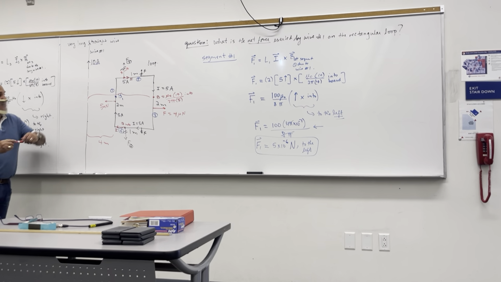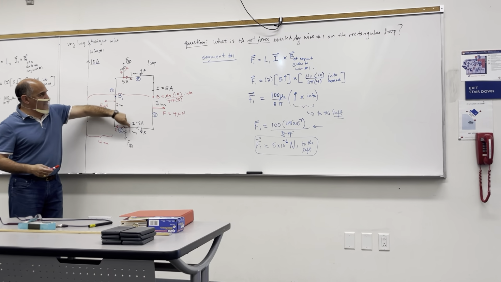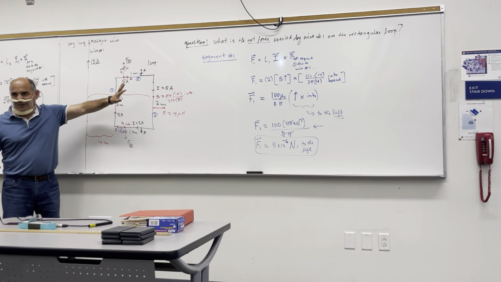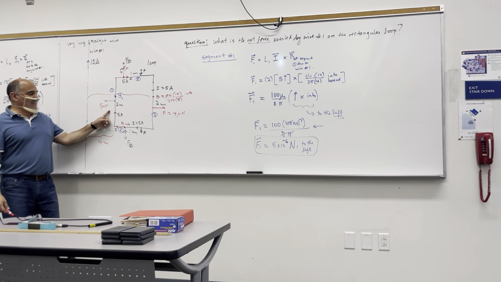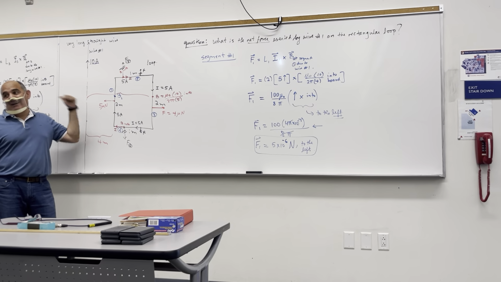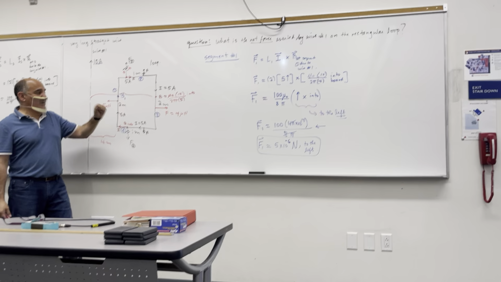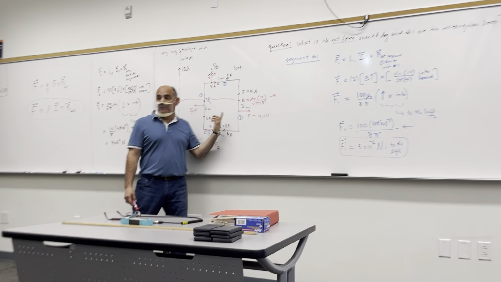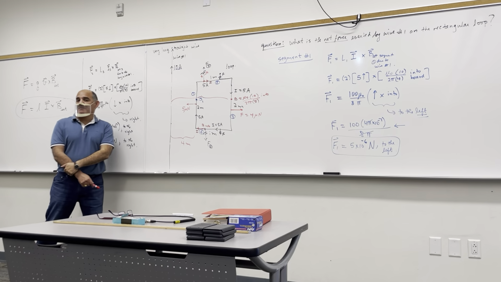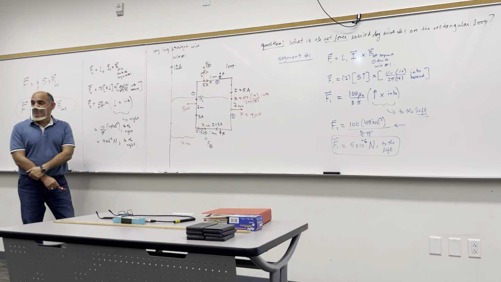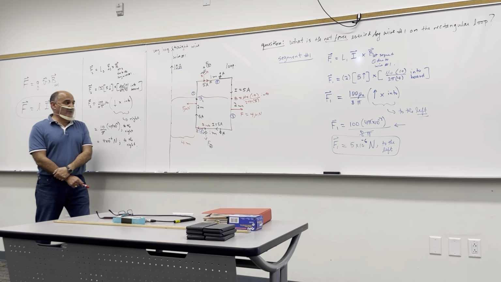So the forces on the 2 horizontal segments, 2 and 4, will cancel out. The force on the vertical segment on the left will be 5 to the left, while this one will be 4 to the right. What's going to be the net force? 1 times 10 to the minus 6, 1 micronewton to the left.